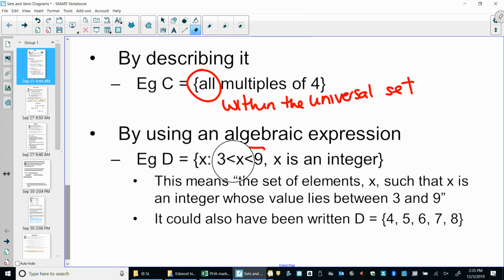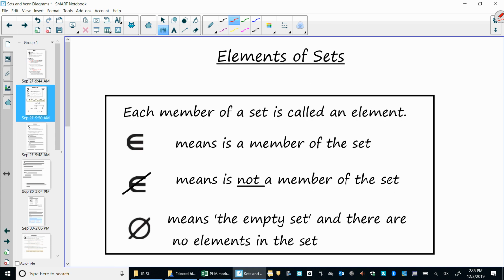Just be aware that they may describe things in any of these formats. You just have to make sure you understand what they're getting you to look at. This symbol here means it's a member of. So if you see an E, it means a member or element. If it's got a line through it, it means it's not a member of a set. If you've got a circle with a line through it, it means it's an empty set.